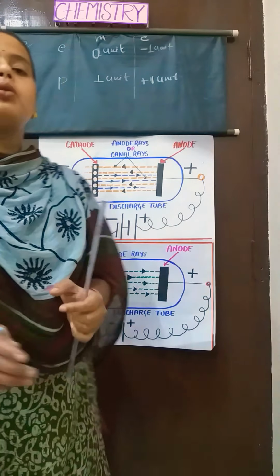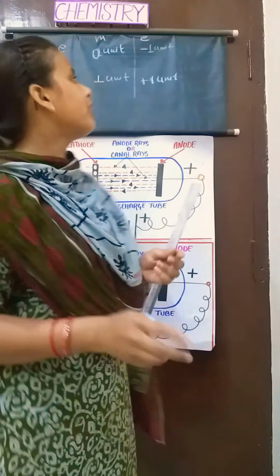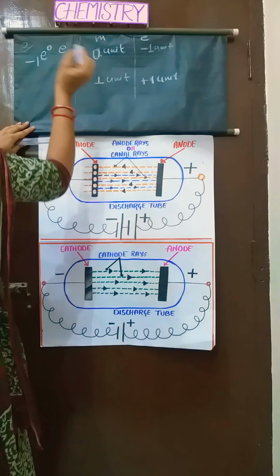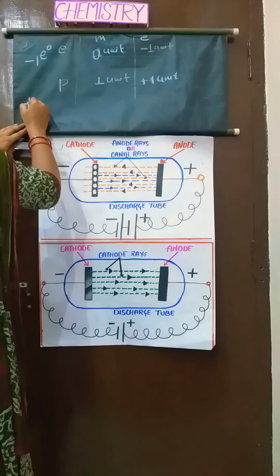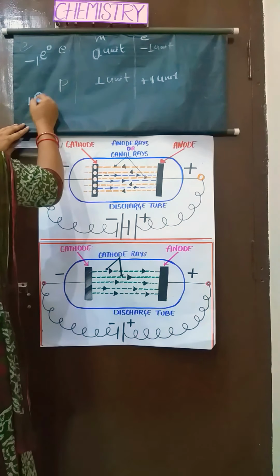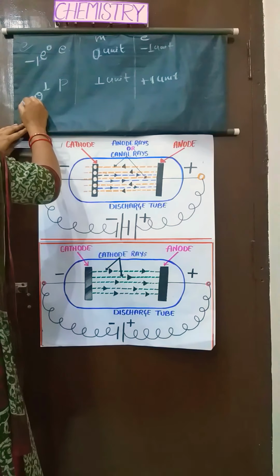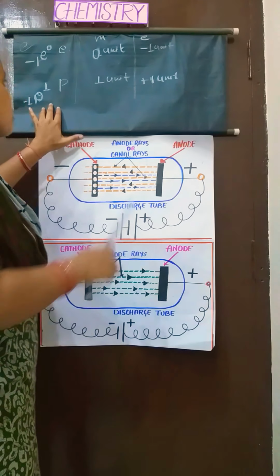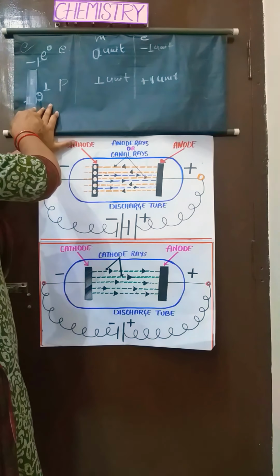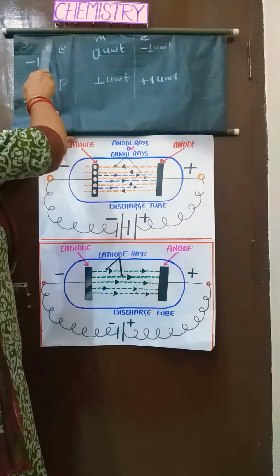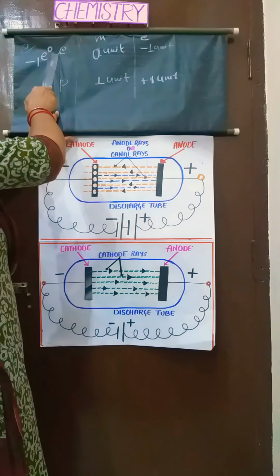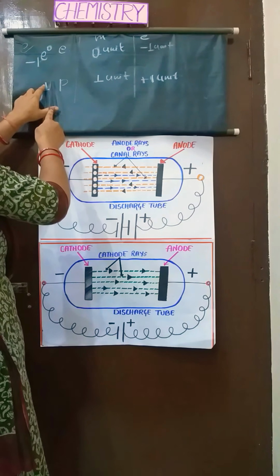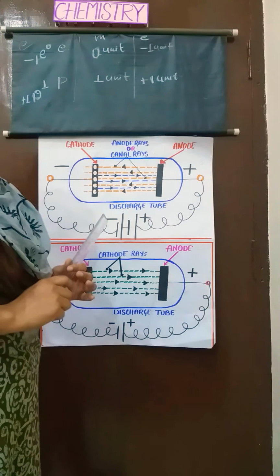So whenever we have to represent the electron and proton, we will represent by the symbol like this, minus 1 E superscript 0, and here 1 P and superscript 1. So this is the representation of electron and proton with their mass and charge. So here minus 1 in the subscript represents charge of the electron, and here mass will be the 0. Again plus 1 represents the charge of the proton and 1 represents the mass of proton.